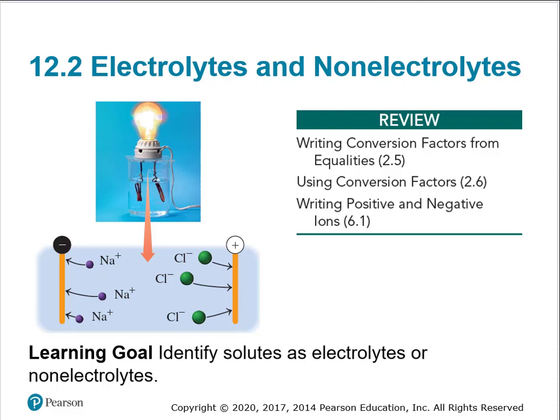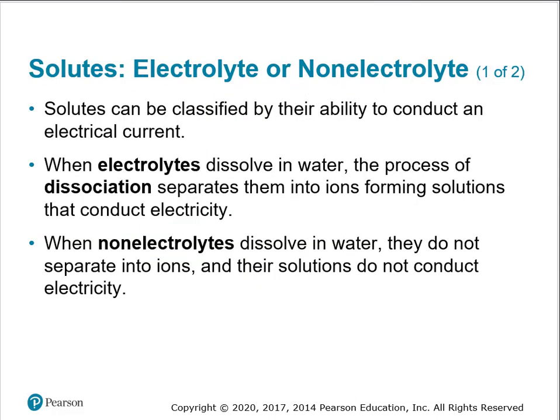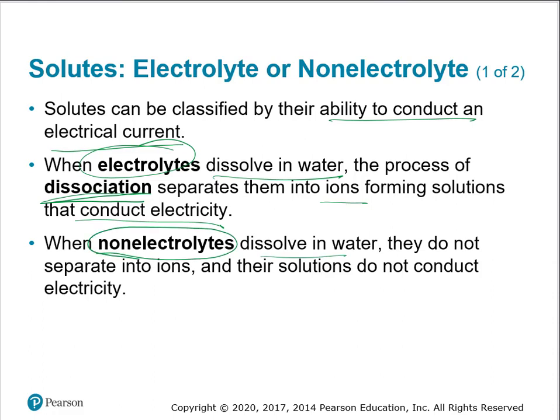For section 2, we are looking at electrolytes and non-electrolytes. You'll be able to identify solutes as electrolytes or non-electrolytes. Solutes can be classified by their ability to conduct an electrical current. When electrolytes dissolve in water, the process of dissociation separates them into ions, forming solutions that conduct electricity. When non-electrolytes dissolve in water, they do not separate into ions, and their solutions do not conduct electricity.